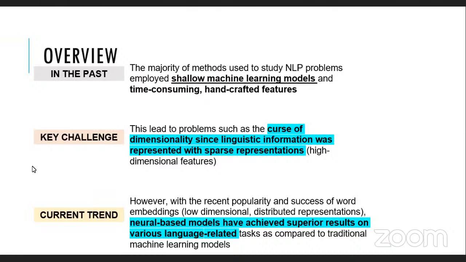So basically, data which is unstructured, but at the same time has text in it, right? Just to give you an overview in the slide that you see: in the past, this is what used to happen to study NLP problems. NLP stands for natural language processing, guys. When I say natural language, it's a language which humans speak, right?